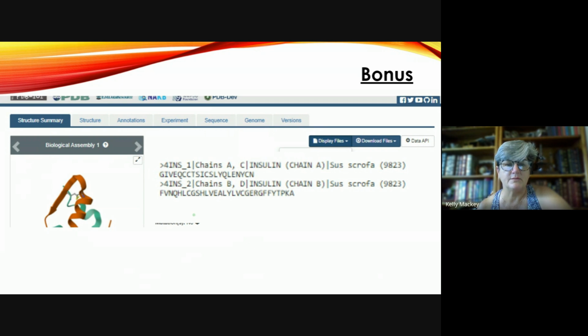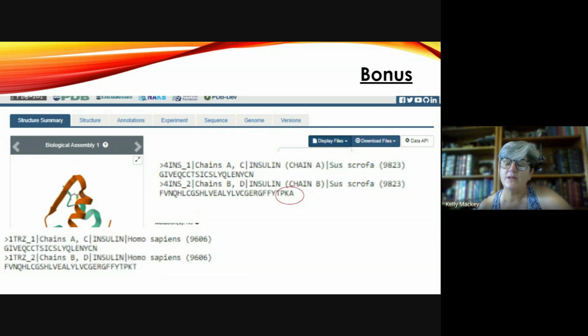And then I did the same thing for the pig insulin. And this is the chain A over here and chain B over here for, never mind. I'm sorry. This was the pig one. So Sus scrofa and human is here.